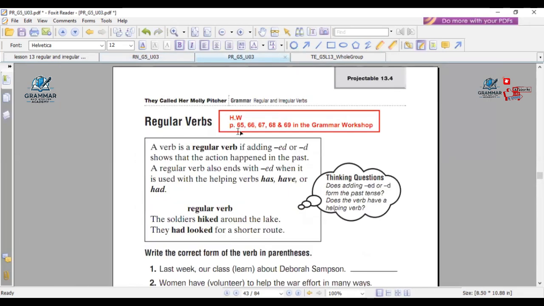Homework is on pages 65, 66, 67, 68, 69 in the grammar workshop. And this homework will be checked after tomorrow on Tuesday. Is that clear? So clear, mister. Okay, this is your homework. Page number 65, 66, 67, 68, and 69 in the grammar workshop. Five pages as homework.